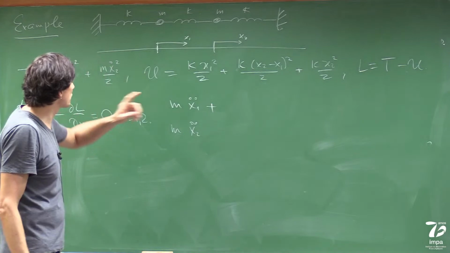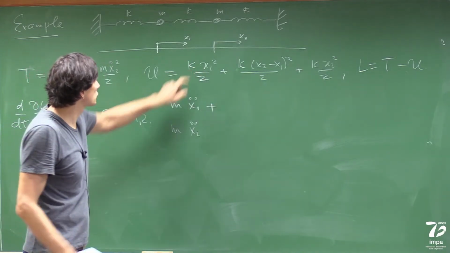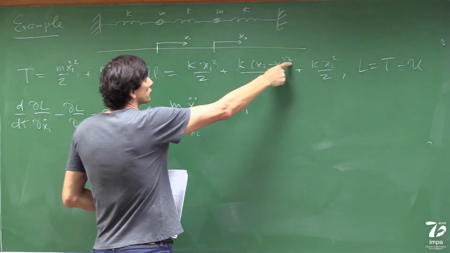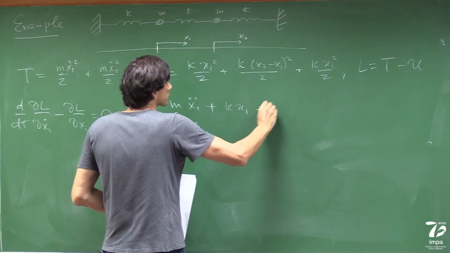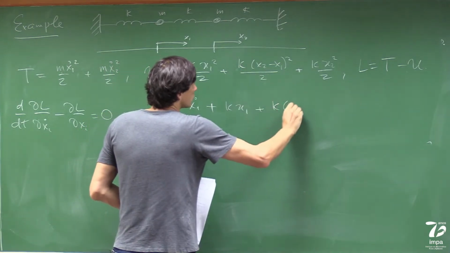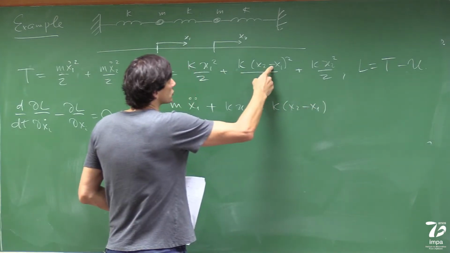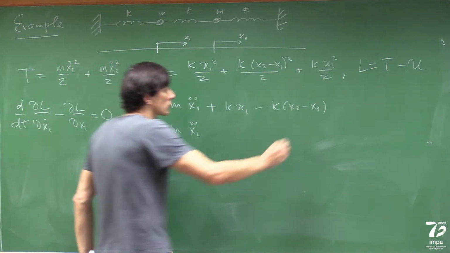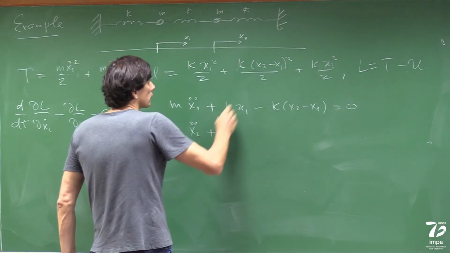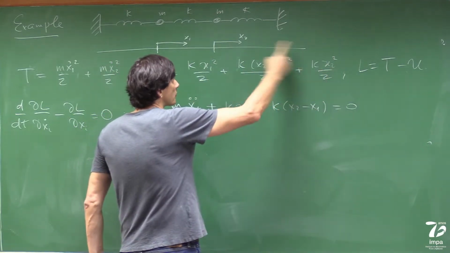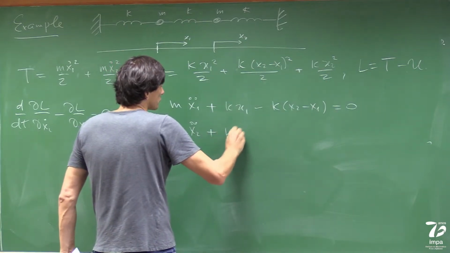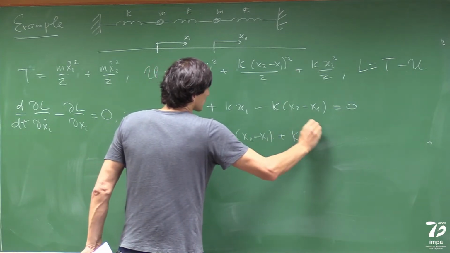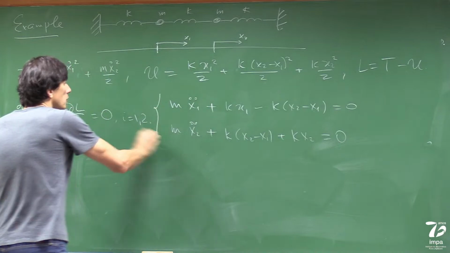So we have to differentiate U with respect to x1. These terms give you k x1. And from here, when you differentiate the square, you get k times (x2 minus x1). But then x1 comes with a minus, so it will be minus, equal 0. And now you differentiate this with respect to x2, so this term gives you x2 minus x1, and this term will give you plus k x2. So this is the equation of motion.